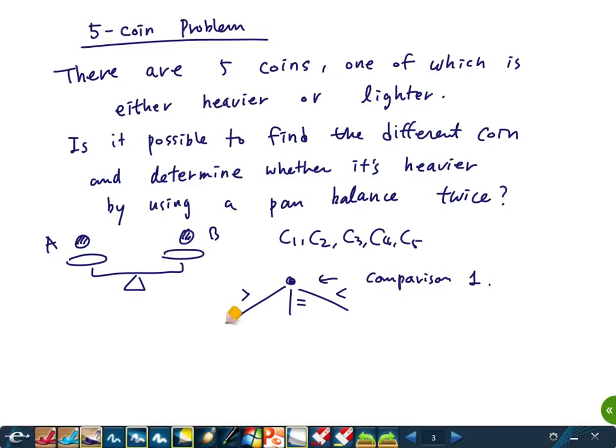Now imagine that we can determine the answer by using a pen balance only twice. Then we have some strategy. Saying that we can determine this means we can always determine it, no matter what situation we have. If you are lucky sometimes but cannot do this in general, then we don't say that we can determine this by using the pen balance twice. So we will do comparison 2, the second round, but of course it may depend on the output of the first.